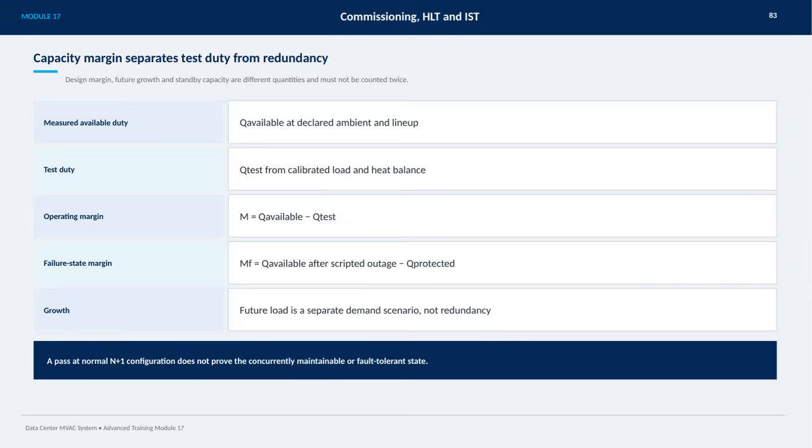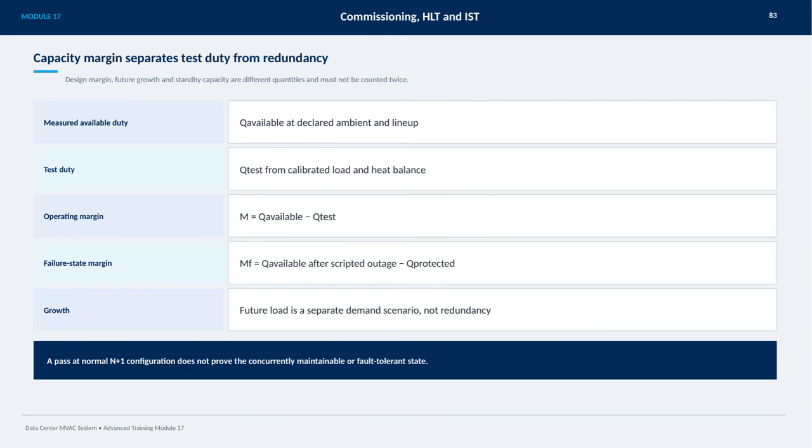On this slide, we're looking at the concept of capacity margin and how it separates test duty from redundancy. It's important to understand that the design margin, future growth, and standby capacity are distinct quantities and should never be counted twice. Starting with measured available duty, this refers to the capacity available under declared ambient conditions and the specific lineup of equipment. Test duty, on the other hand, comes from the calibrated load and heat balance during testing.